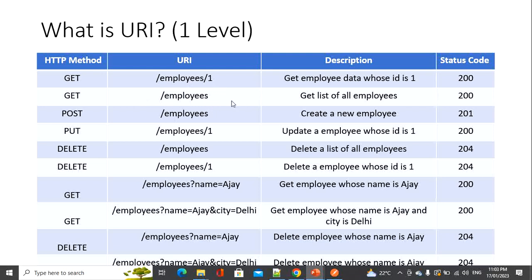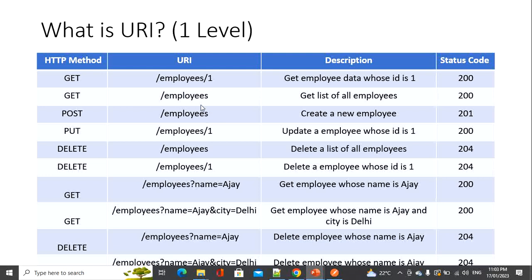So what does it mean? We are interested in some list of employees, but what is the respective action? That action we need to see here. Here I have written GET. So that means I am interested to see the whole list of employees data. That's the meaning of slash employees. Again, the response status code is 200, right?